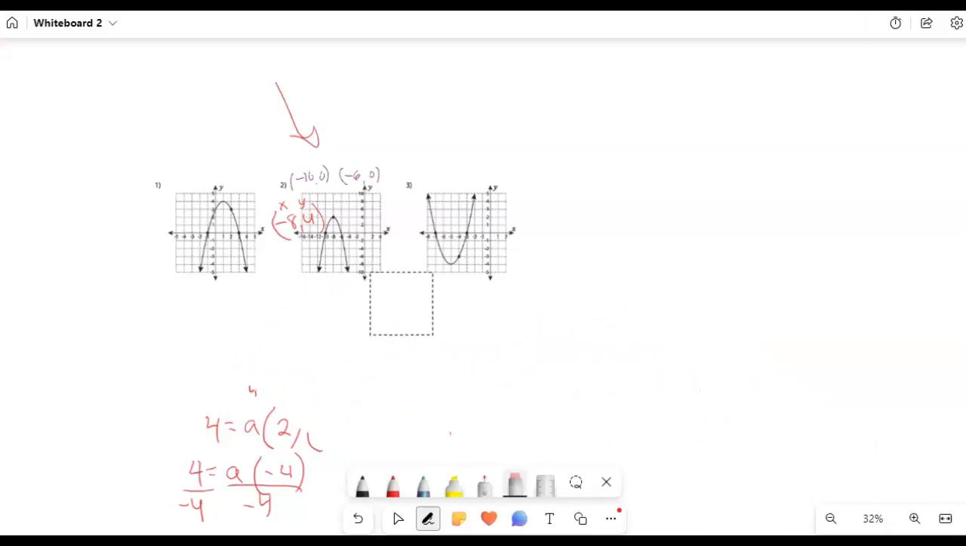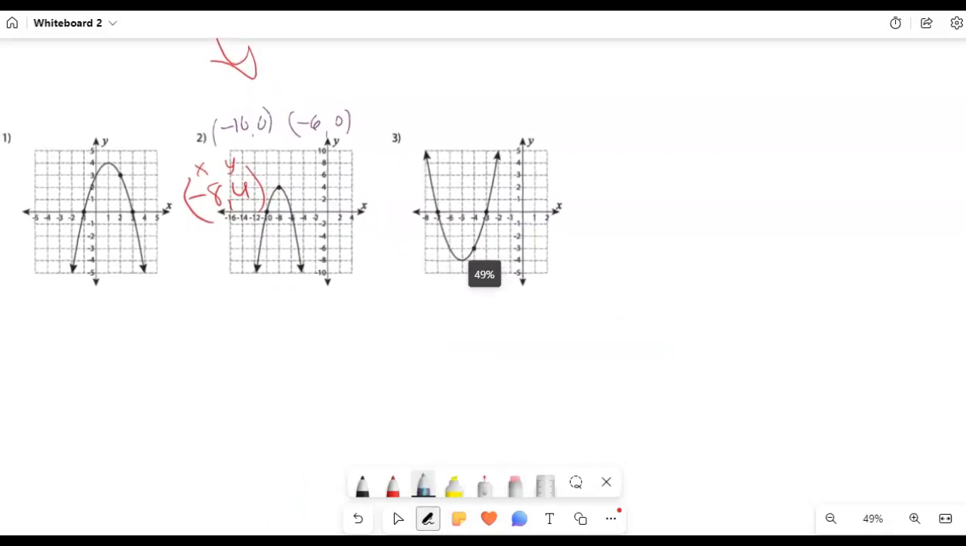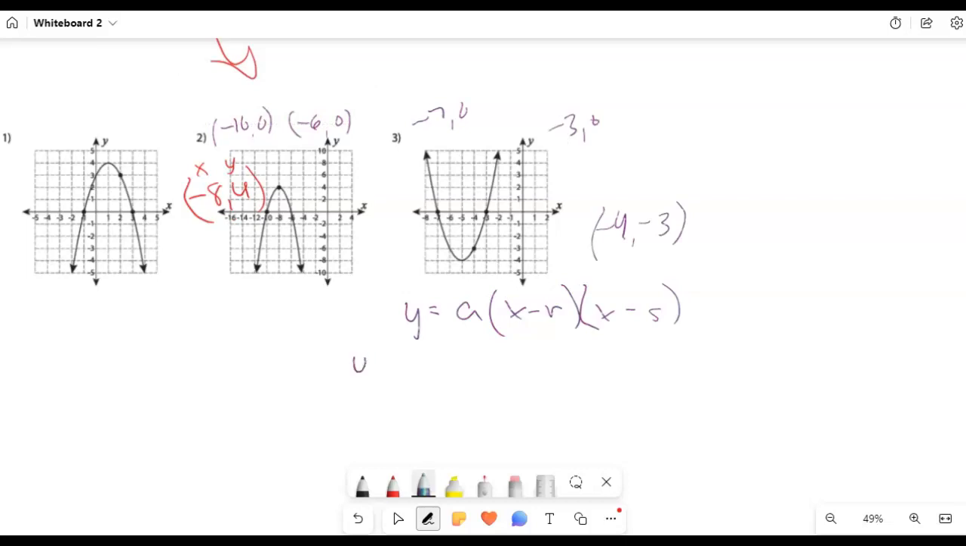Let's look at the last one. All right, so that last one again, let's make this a little bigger. I'm going to go ahead and use that y equals a times x minus r times x minus s. Our points this time are negative 7, 0, and negative 3, 0, and then the point on the graph that I have is negative 4, negative 3. So y equals a times x minus a negative 7, which is plus 7, and x minus a negative 3, which is plus 3.